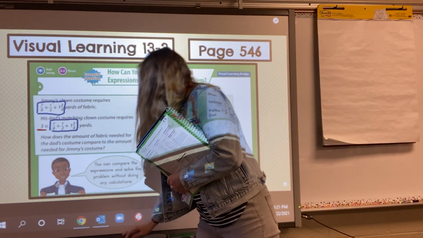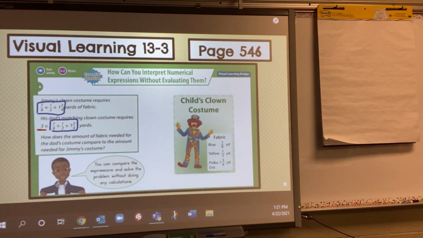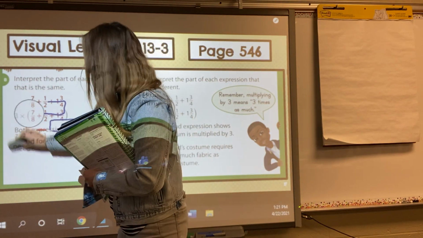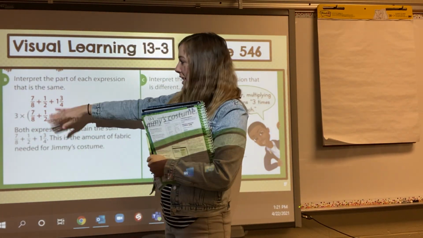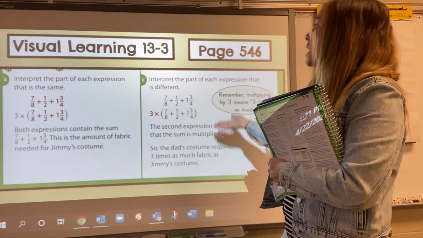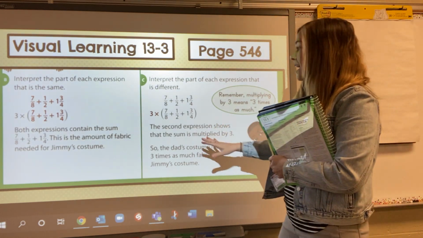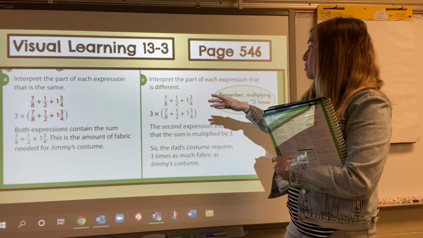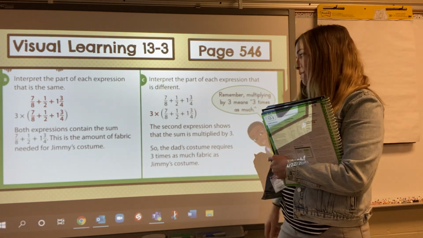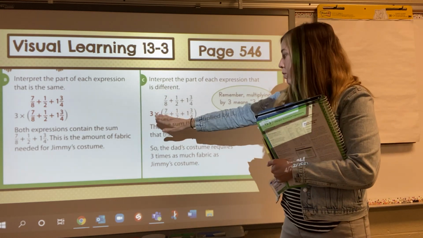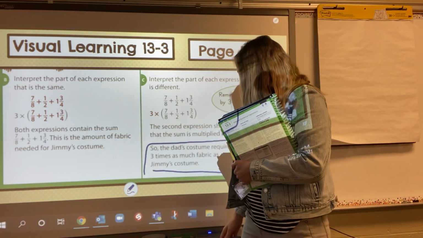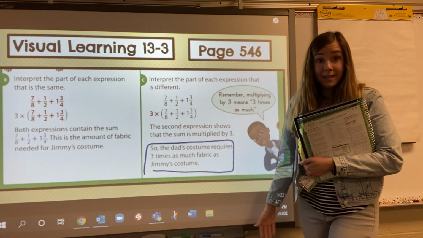So we can pop down, take a peek, see what they did. Find the parts of the equation that are the same, and you can see they highlighted them in red. They both contain the sum of 7/8, 1/2, and 1 3/4. And then we're going to find the part that's different. So you can see that Jimmy's dad's costume is 3 times as much as Jimmy's costume. And 3 times as much fabric is what they said there. So it shows that this sum is multiplied by 3. So you can see here, the dad's costume requires 3 times as much fabric as Jimmy's costume, which is what I said there.